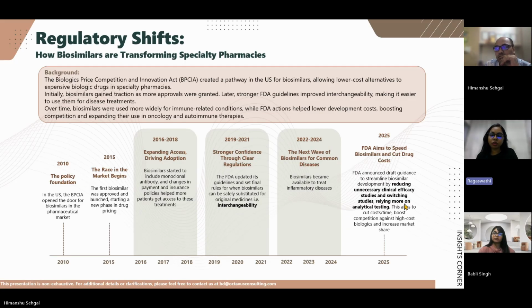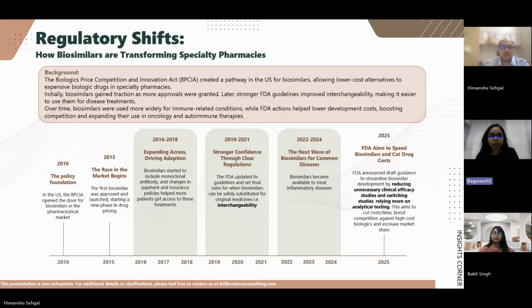And the next phase I would like to talk about is the recent years, between 2022 to 2024, when there were a huge number of biosimilar approvals, especially for inflammatory diseases. The notable ones being adalimumab, that is Humira biosimilars, as well as infliximab. And now we can also see denosumab last year as well. So this was huge in terms of patient access to biologic therapies.